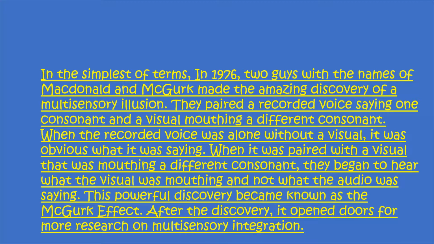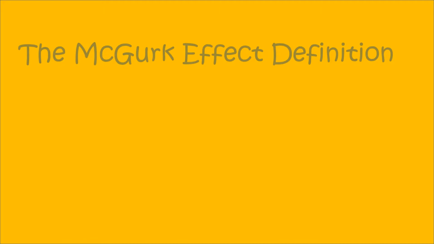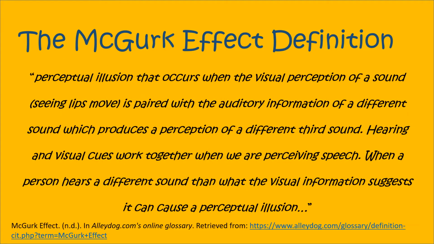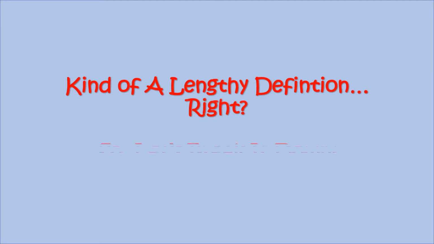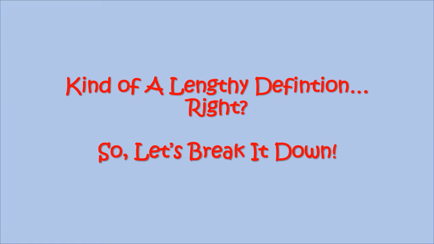After the discovery, it opened doors for more research on multisensory integration. The McGurk effect definition: The McGurk effect is a perceptual illusion that occurs when the visual perception of sound, like seeing lips move, is paired with auditory information of a different sound, which produces a perception of a different third sound. Hearing and visual cues work together when we are perceiving speech. When a person hears a different sound than what the visual information suggests, it can cause a perceptual illusion.